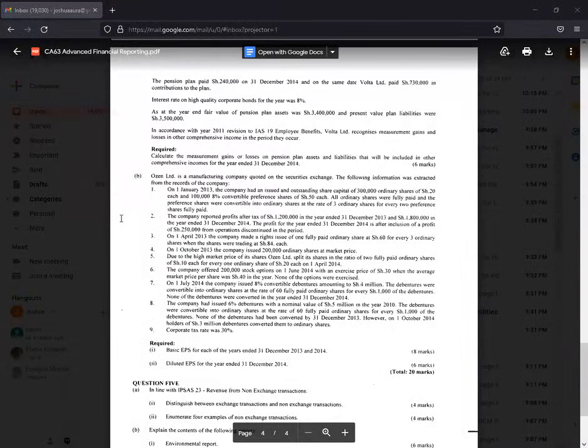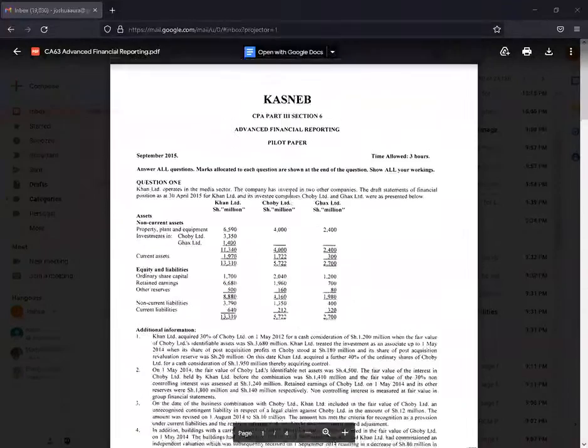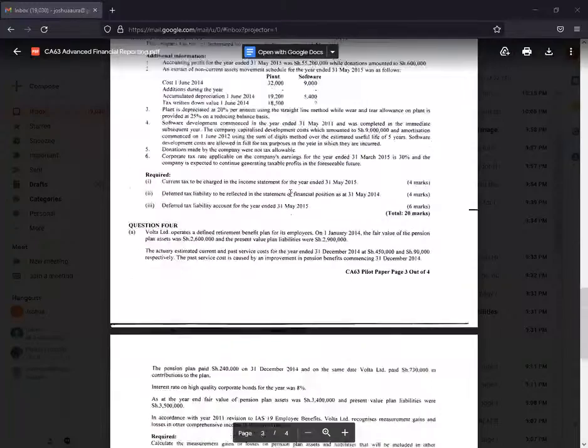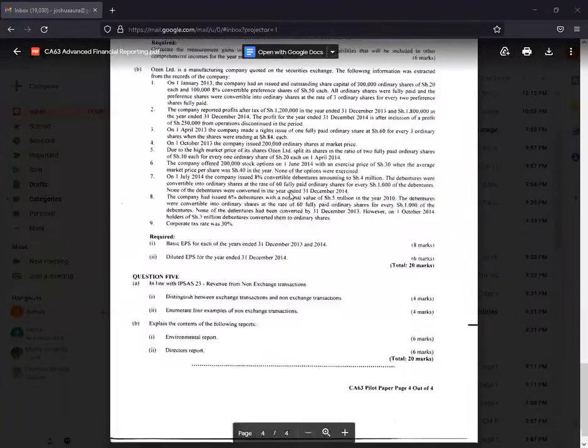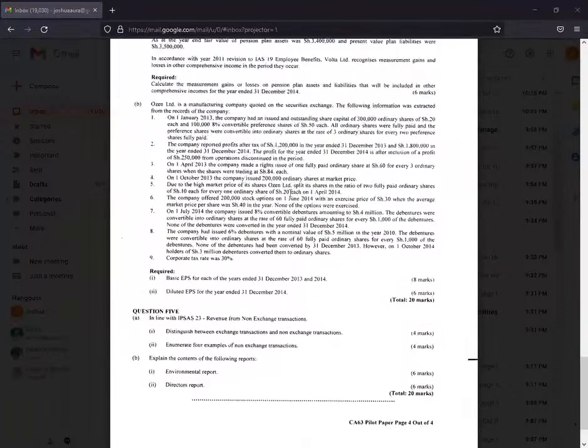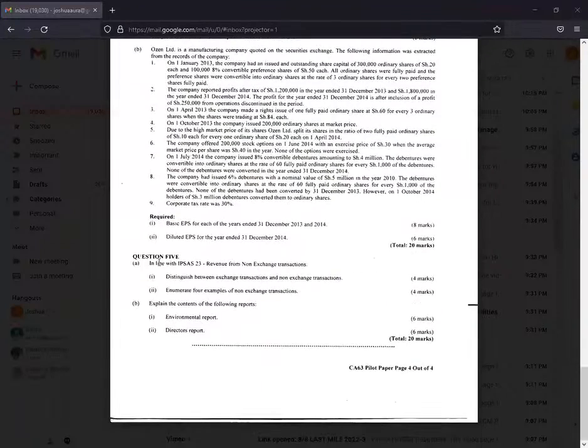Yes. Are you able to see my screen? This is September 2015, the pilot paper. September 2015, question number 4. Question number 4, part B. And you can see now, these guys have brought in this concept of question number 5 being theoretical. Like now, in line with IPSAS 23, revenue from non-exchange transactions.